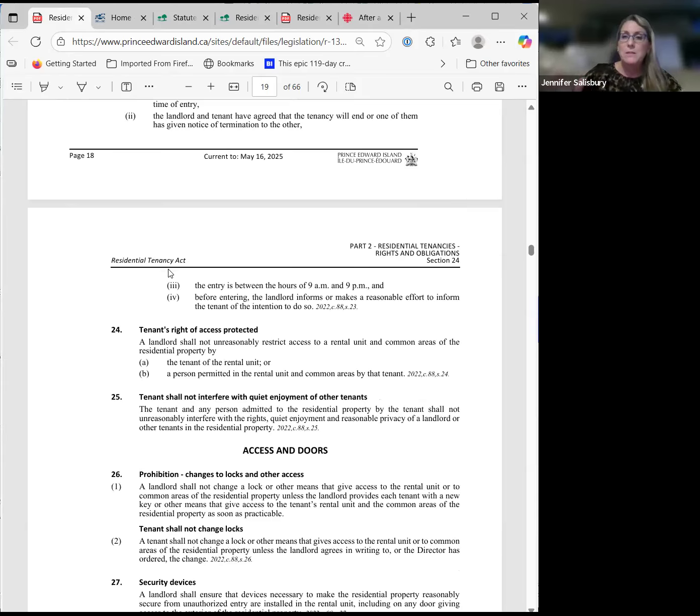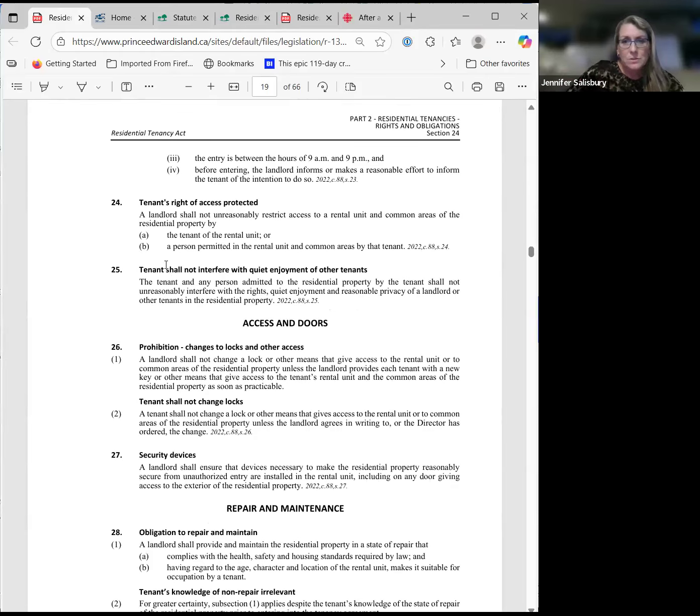Entry hours must be between 9 a.m. and 9 p.m. Can't be at 3 in the morning, right? They've got to be standard hours, some kind of standard hours. A tenant has to provide access to the landlord. You can't restrict access or the common areas of the residential property by the tenant or a person permitted in the rental unit. So this happens all the time.